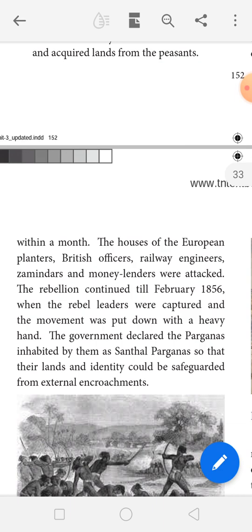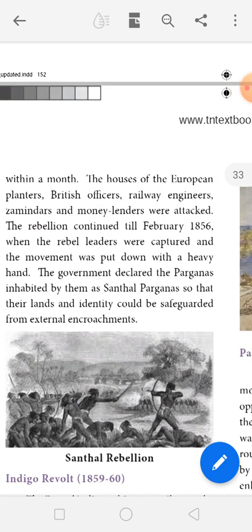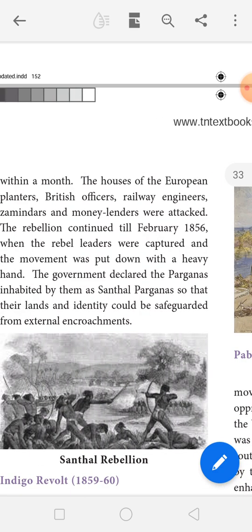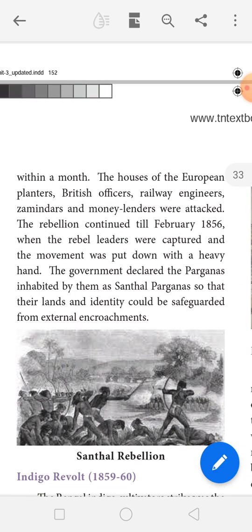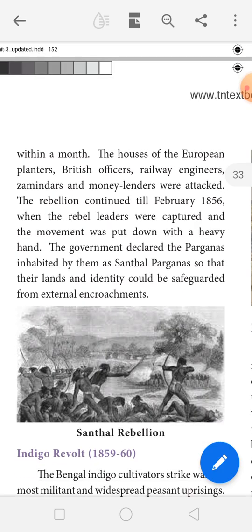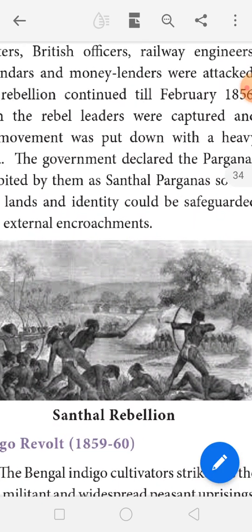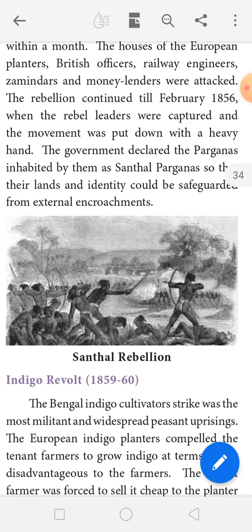The rebellion continued until what? Until the rebel leaders were captured. After the rebels were captured, the movement was put down with a heavy hand. So after this, the government declared the areas inhabited by the Santals as Santal Parganas, so that the peasants' lands and identity could be safeguarded from external encroachment. So this is the main reason. This is the Santal rebellion. Santal rebellion means what? Peasants, farmers. So a farmers' rebellion.